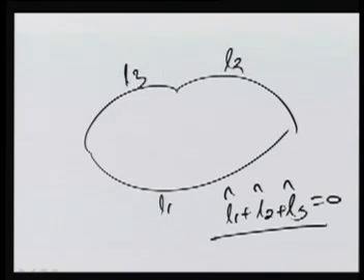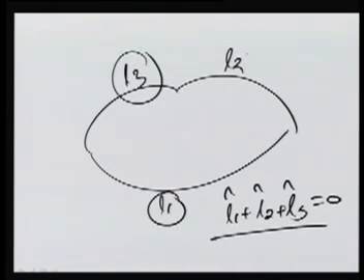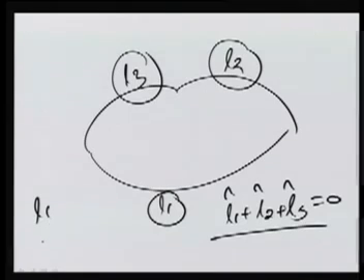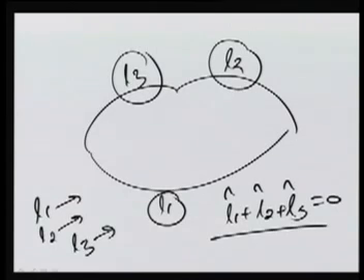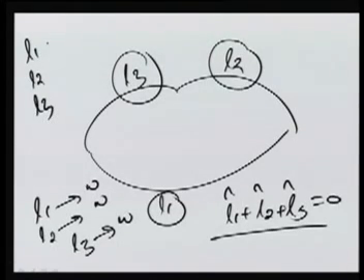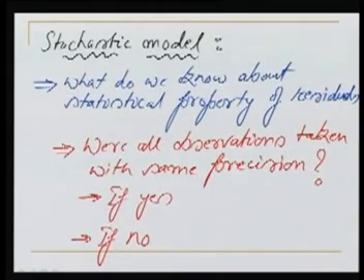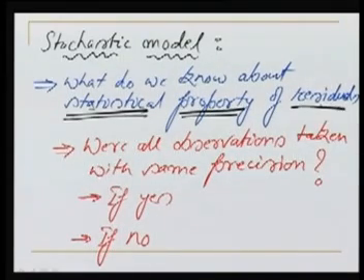That's the functional model. Now what is the stochastic model in this case? The stochastic model will talk about the quality of L1, L2 and L3. If L1, L2 and L3 all are observed with the same precision, we'll say all of them have the same weight. If L1, L2 and L3 are observed with different precisions, we can say these observations have different weights, isn't it? So that's the stochastic model. So stochastic model means, do we know about the statistical property of observations or residuals?